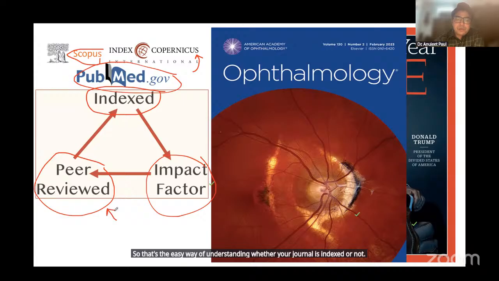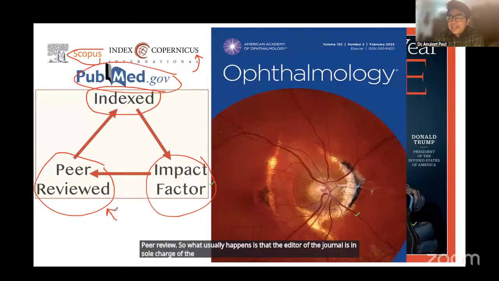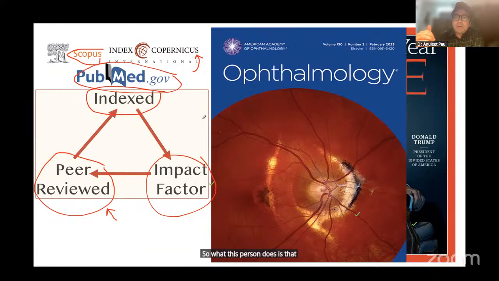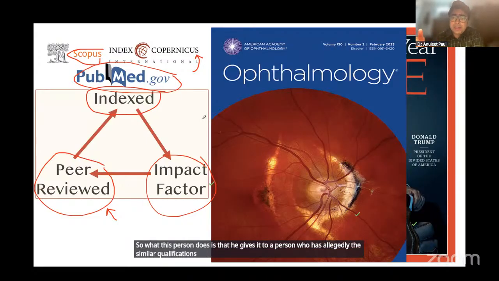Peer review. What usually happens is that the editor of the journal is in sole charge of the publication and the decision about what gets published and what doesn't. But from time to time, he or she cannot handle the number of entries. So what this person does is give it to a person who has allegedly similar qualifications as the person who's submitting this article.